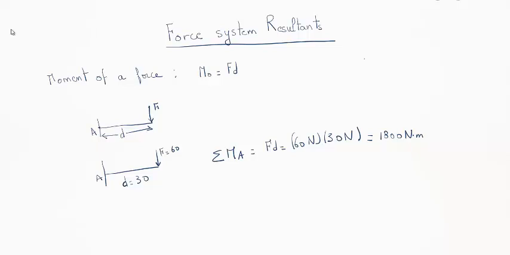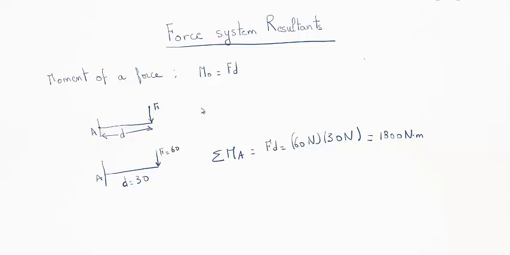Hello everyone. In this video we will talk about force system resultants. First, to start off, a moment of a force M_O is the force times the distance. Now it's the force times the perpendicular distance to A.